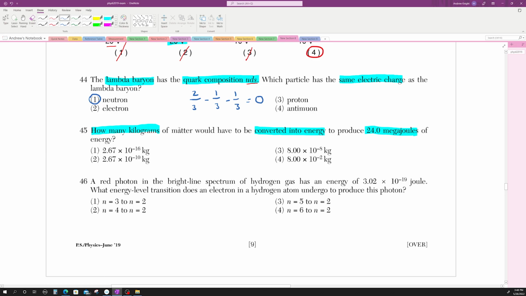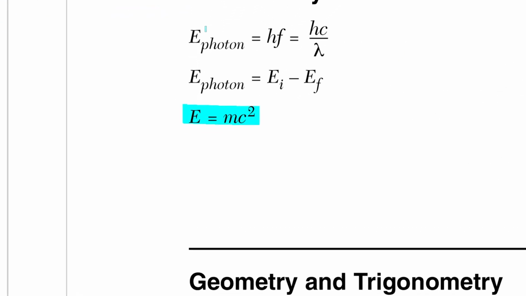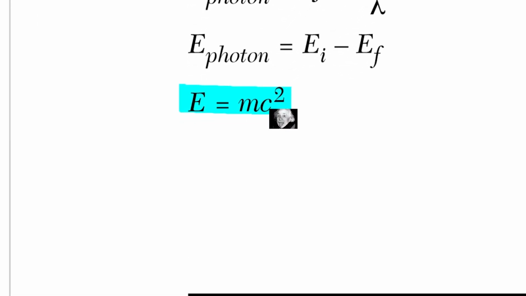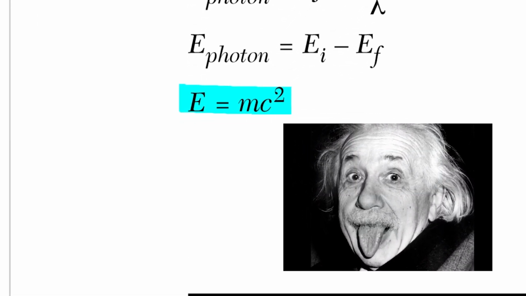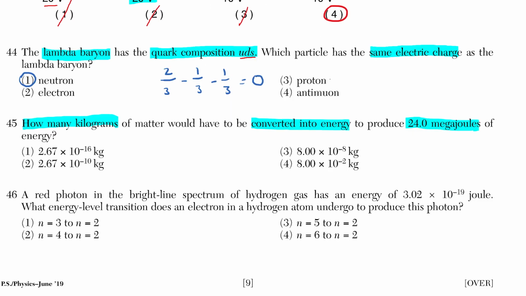Any conversion of matter goes to the famous equation of E equals mc squared. Einstein's famous formula converting energy to matter or matter into energy. So using E is equal to mc squared. I don't know about you, but that just gives me a chill that I'm using Einstein's famous formula. I have 24 megajoules. That's the amount of energy. So this is going to be 24 times 10 to the 6 joules. Why 6? Because I'm talking about mega.